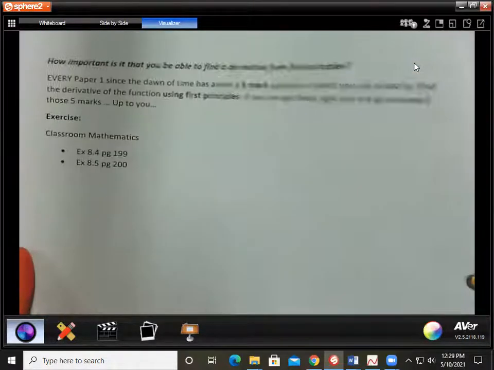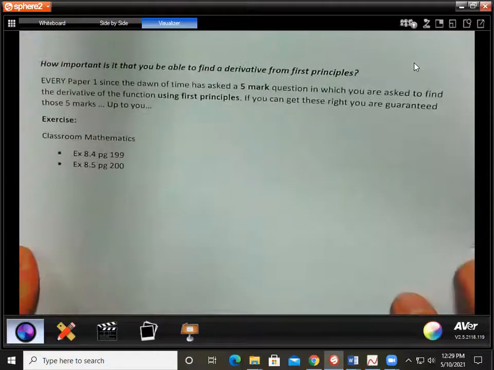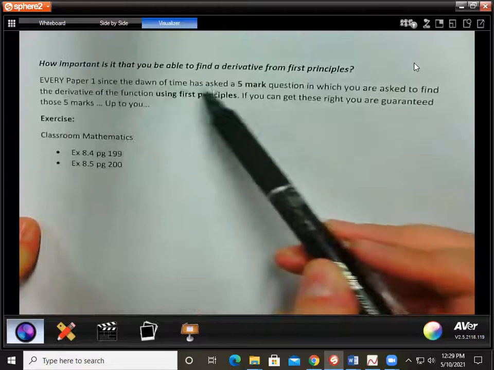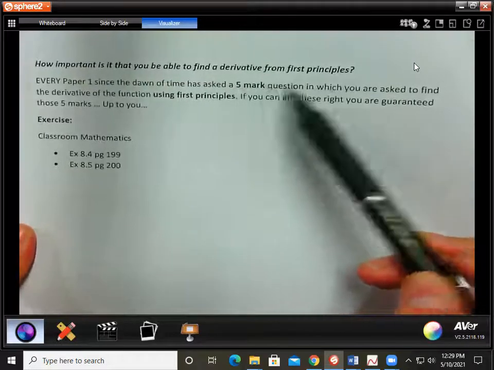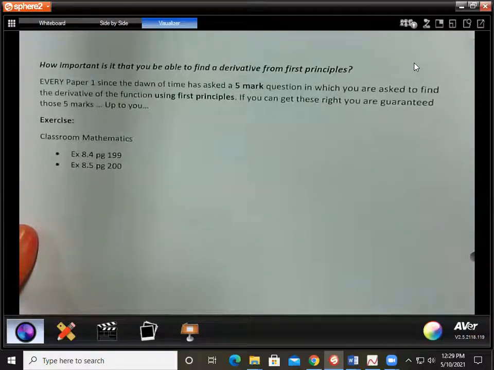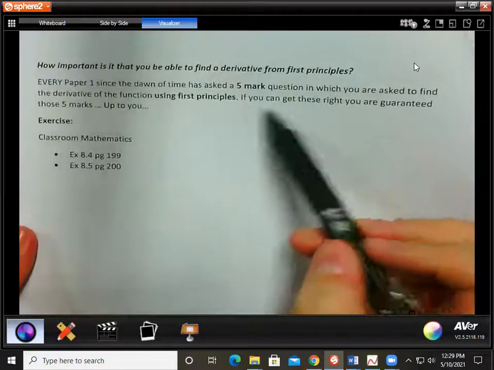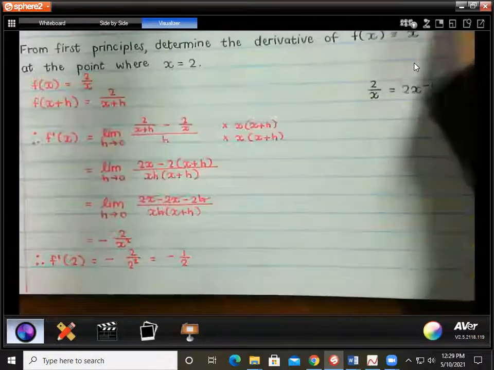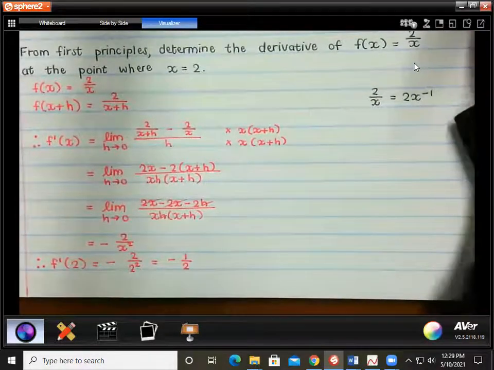Just quickly there, how important is it that you be able to find a derivative from first principles? Every paper one since the dawn of time has asked a 5-mark question in which you are asked to find it, and it is true, they always ask it. So yeah, if you can get these right, you're guaranteed those 5 marks. Up to you. Okay, I'm going to leave it at that.